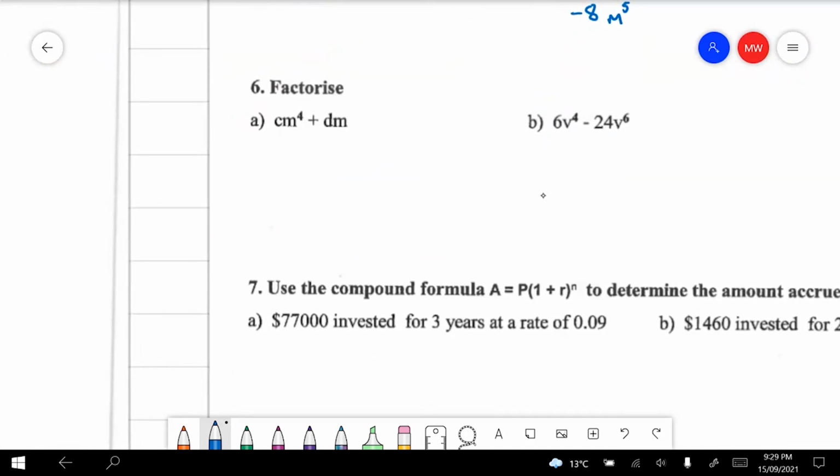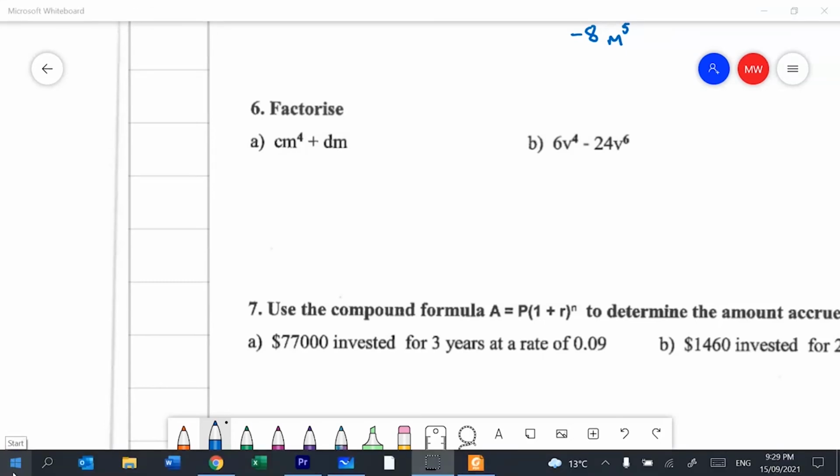Factorising. So factorising, we'll get what we can out in the front in brackets. Looking at these two terms, I've got m's in both. I've got little indices here. So I've got m to the 1. I can only take the smallest index, so I can take m to the power of 1 out the front, and I'd have c, m to the 3 plus d.